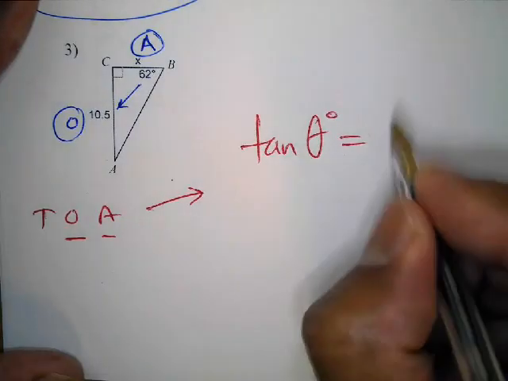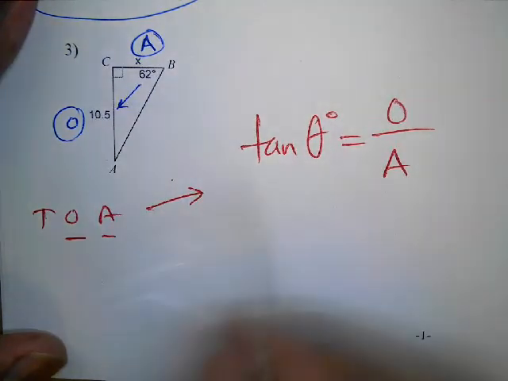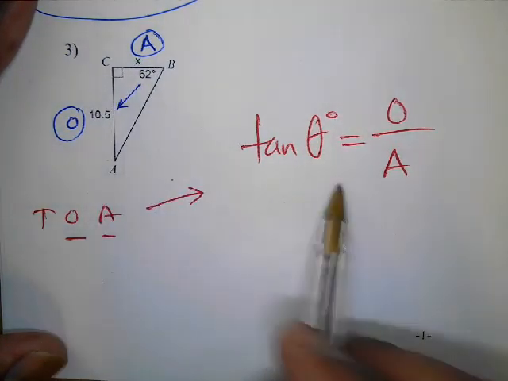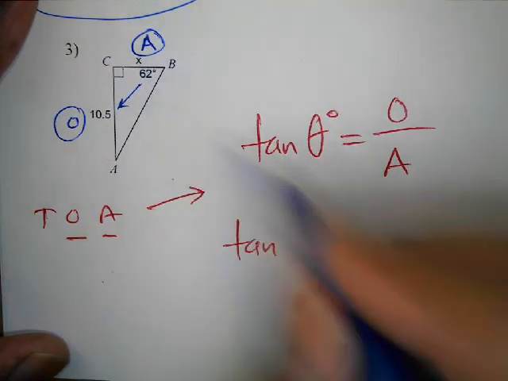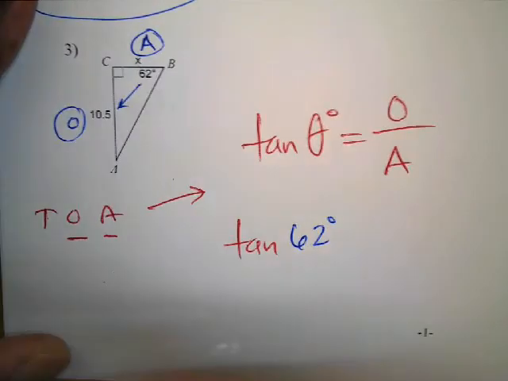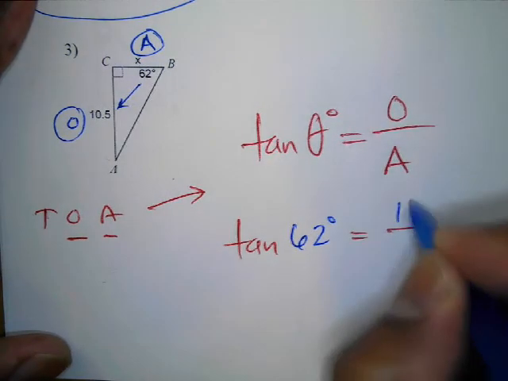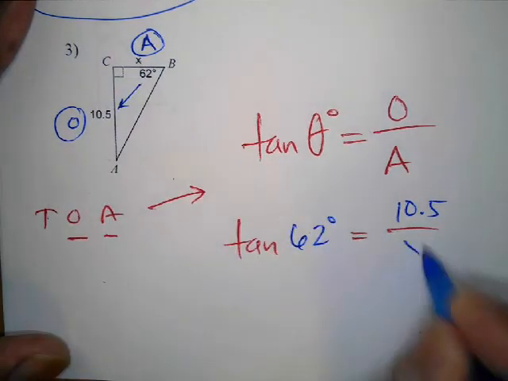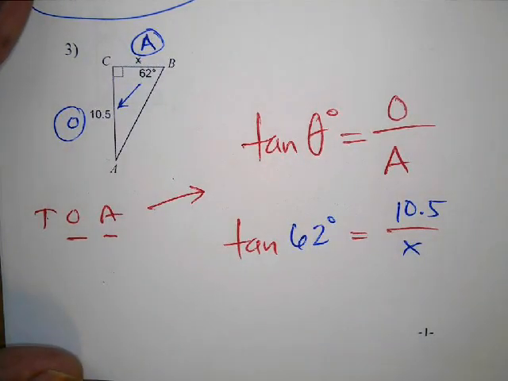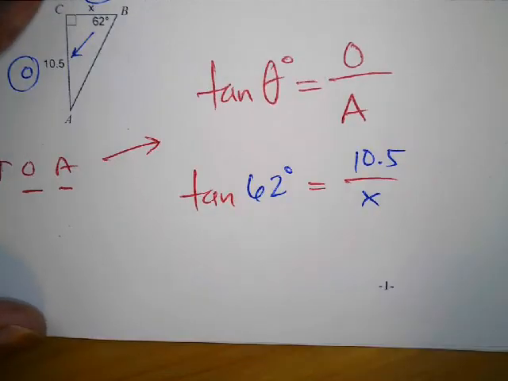What does that mean? That means that tangent, the T is for tangent of the angle, is equal to O over A. And look at the angle here and look at the O and the A here and put that information in here. Tangent of, what's the angle here? 62 degrees is equal to O, 10.5, A. Oh, that's the one we're trying to find, x.